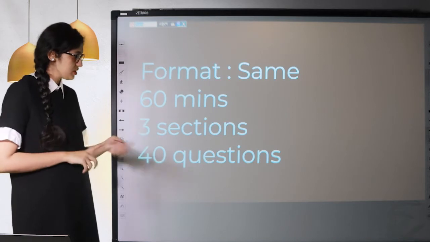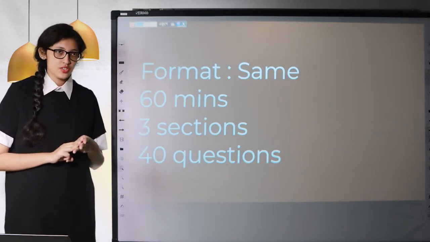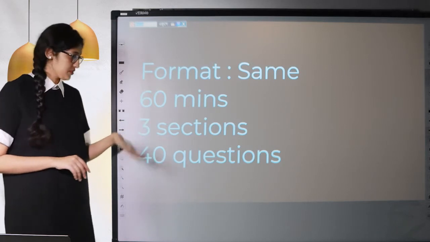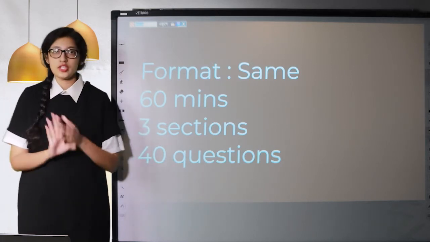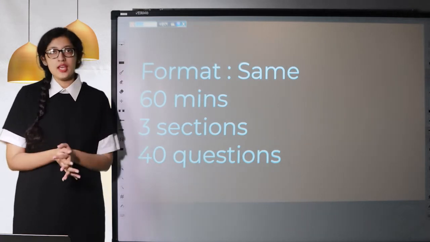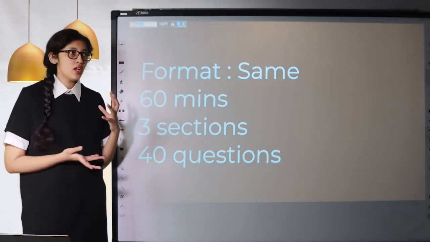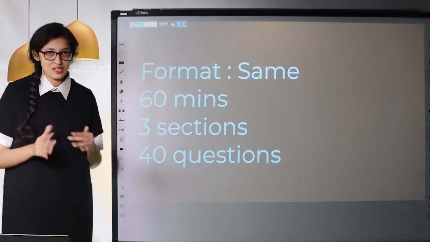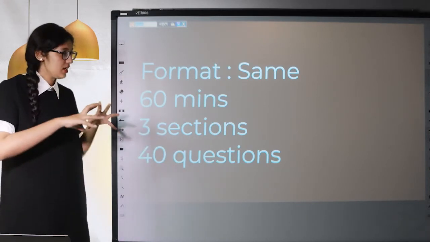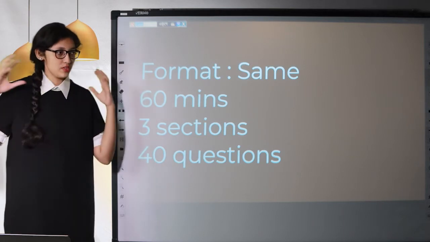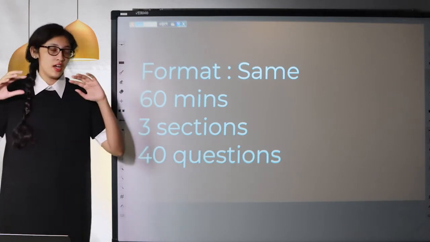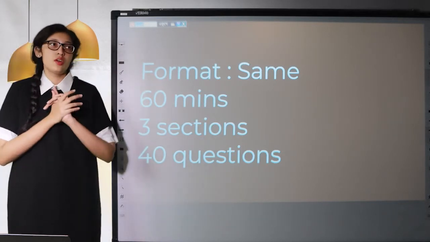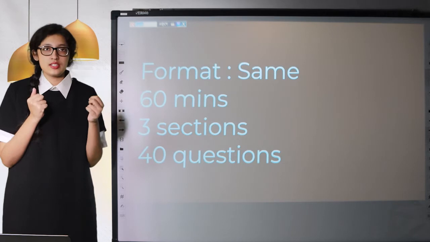And there are 3 sections. It doesn't mean that there are 3 passages, okay? I'll talk about this more in the next few slides. 40 questions. So these 40 questions are of different types. If I say they can be MCQs, it doesn't mean all 40 are MCQs. What I'm trying to say is that there is a mix of questions, okay? And from these, you might get MCQs or flowchart questions or choosing headings and so on.